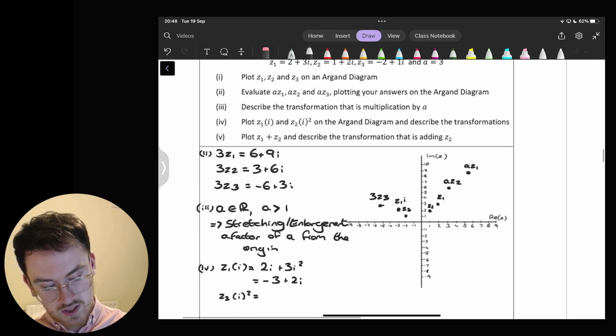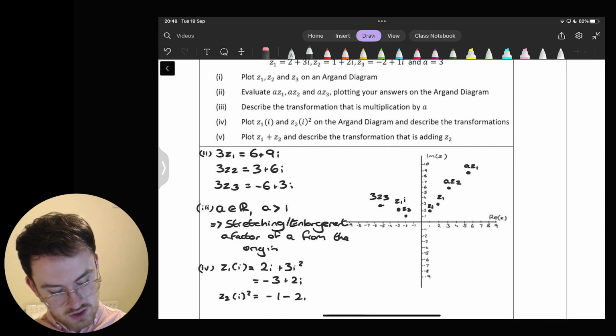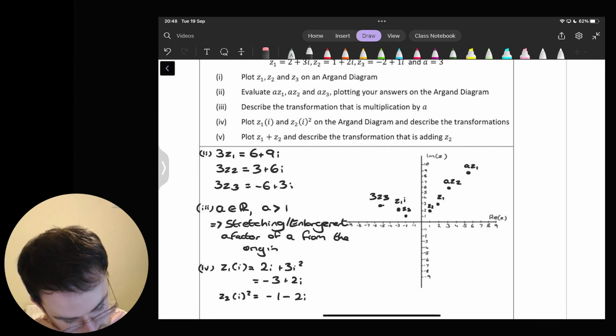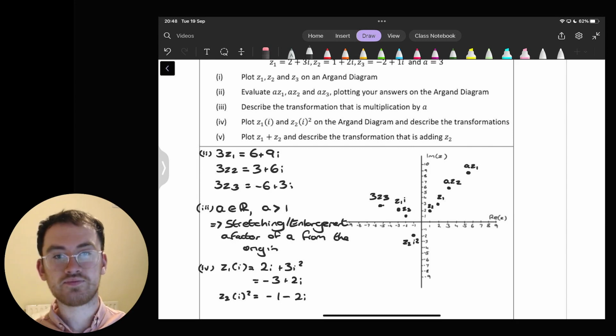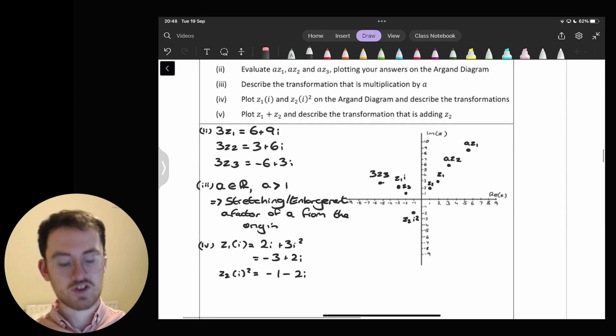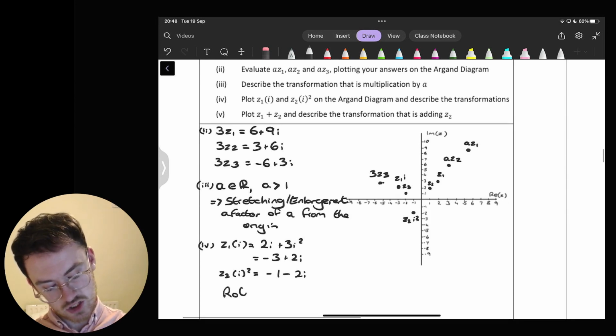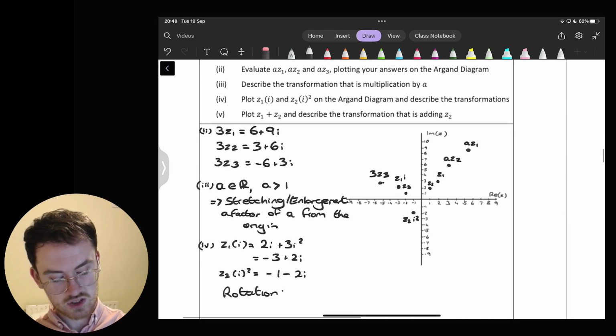And then Z2 i squared. So i squared is the same as multiplying by minus 1. So that'll give me minus 1 minus 2i. And again, I can slot that one in as Z2i squared. Okay, describing the transformations, those are rotations. Those are going to be rotations. So a rotation of 90 degrees and of 180 degrees.